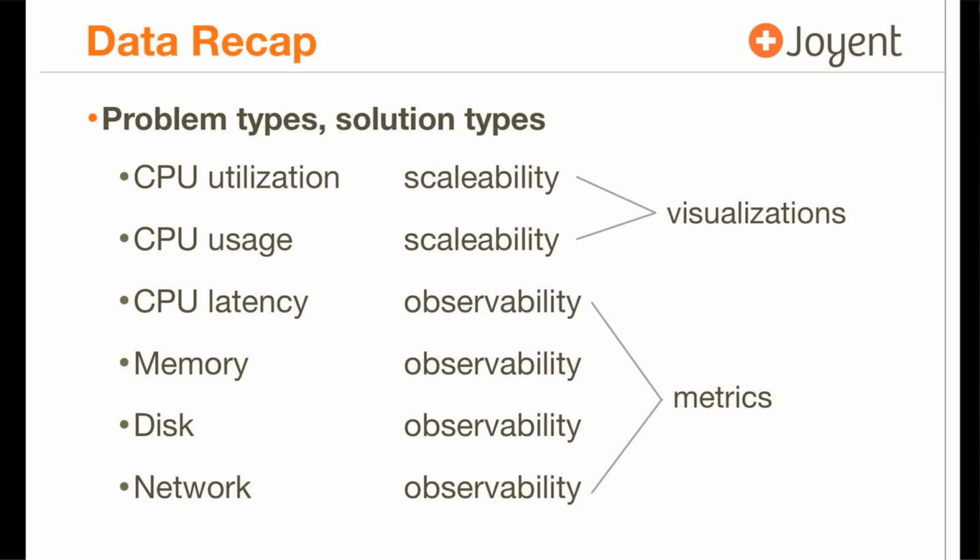So as a recap of the data problems I showed, I had two problems of scalability, which is especially important for the cloud, where I looked at CPU utilization, used that heat map, and then flame graphs for doing profiles of data. And then I had problems of observability and metrics.